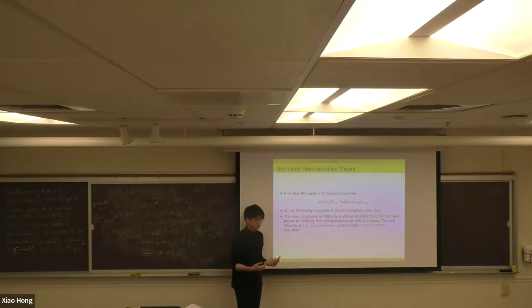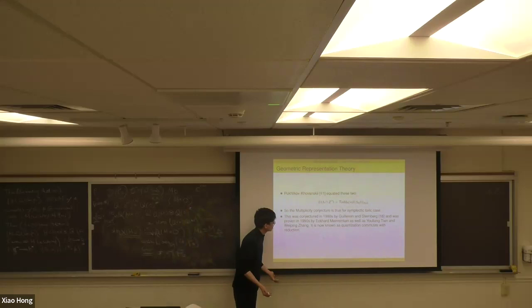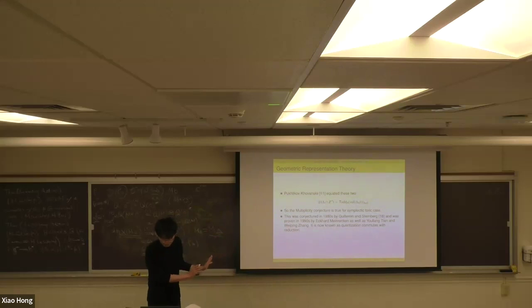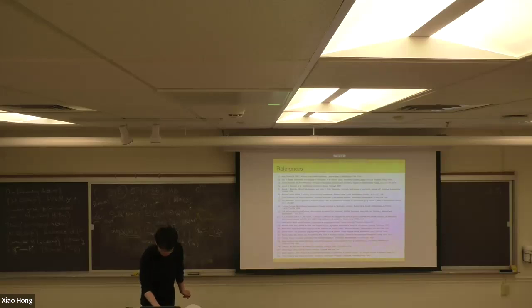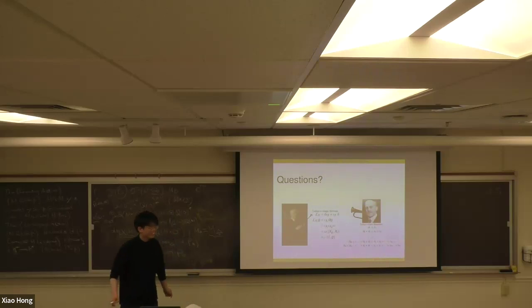And this was proven in general by Meinrenken and Tian and Zhang later in the 1990s. Okay, and this is called the quantization commutes with reduction conjecture. These are the references, and any questions? Okay.